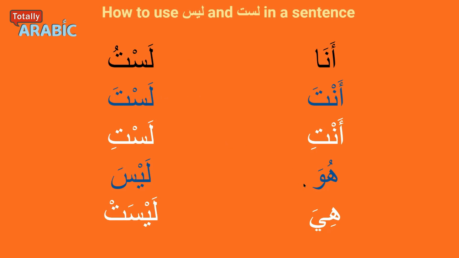هو, when I'm talking about the masculine, absent, he's not with me, that person. هو ليس means he is not. Here, when I'm talking about a female, she is not with us, absent. Here, she is. But if I say هي ليست, that means she is not.